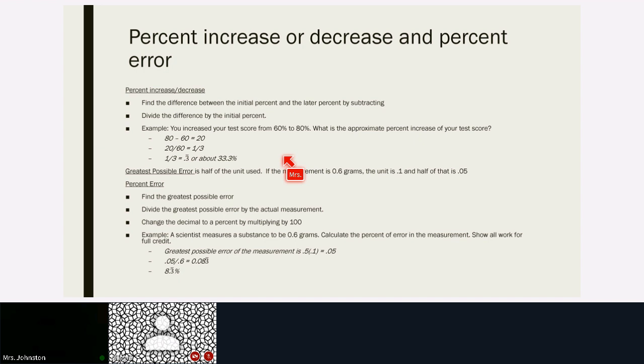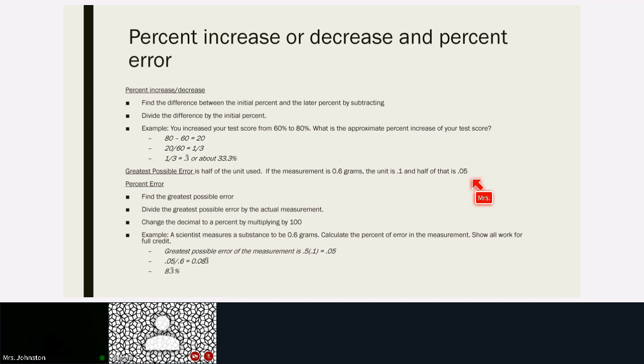Now, the greatest possible error is half of whatever unit you have used. So if your measurement is 0.6 grams, the unit is tenths of a gram, and half of that is 5/100ths of a gram. So 0.05 plus 0.05 is 0.1. So I take half of the units. Remember, I'm not taking half of the 6, I'm taking half of the units. This one is written in tenths. So my unit is tenths, and half of that is 5/100ths.